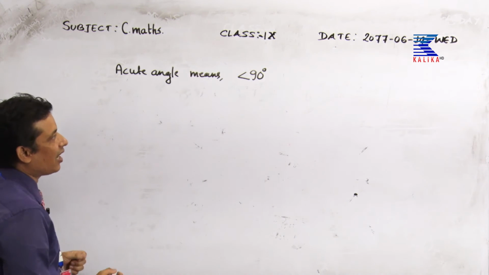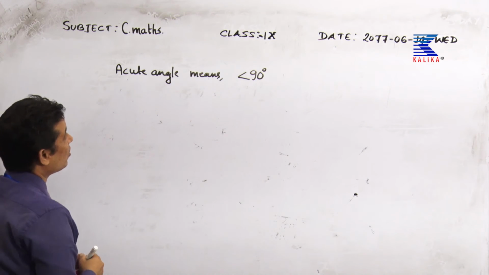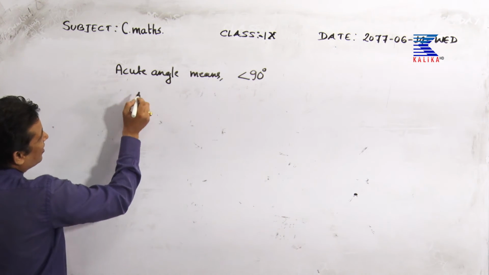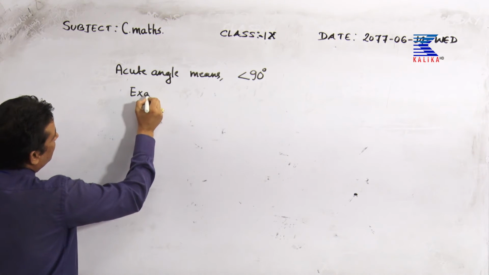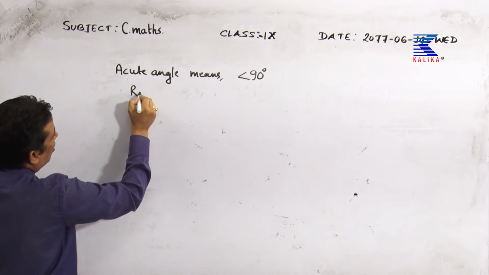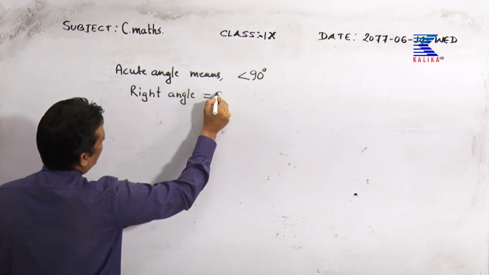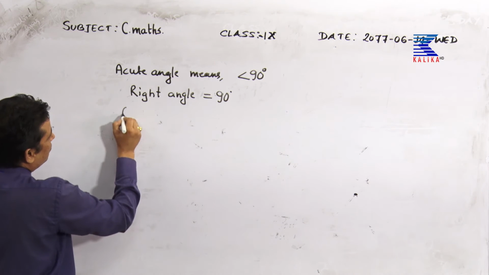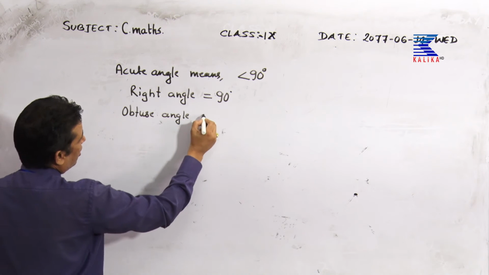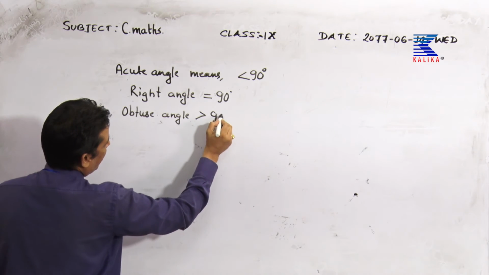So, 90 degree is neither acute nor obtuse, 90 degree is a right angle. Okay. So, acute angle means less than 90 degree angle, and exact 90 degree is a right angle. Let me write here right angle. Right angle means equal to 90 degree. Obtuse angle means greater than 90 degree.